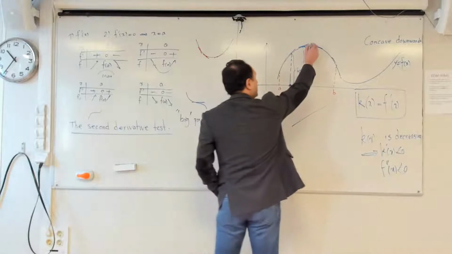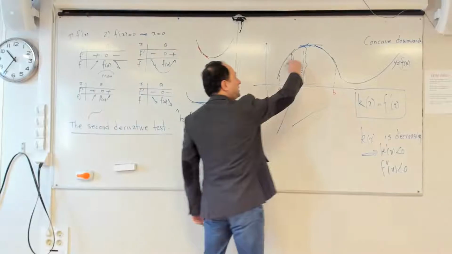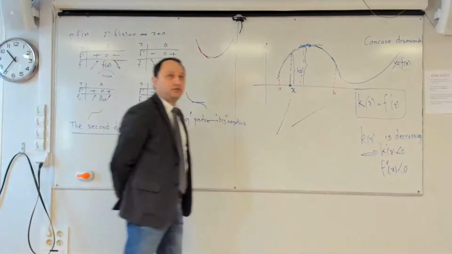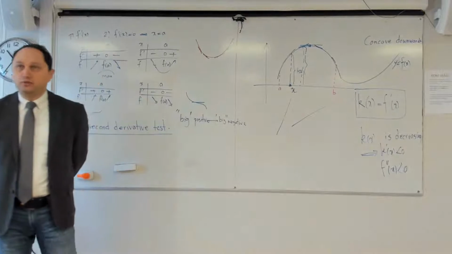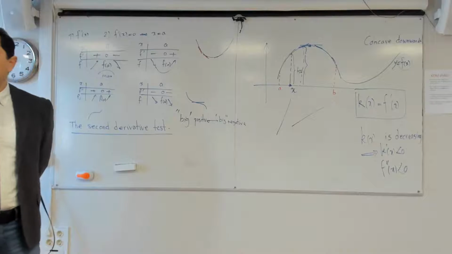If you have a slope equal to 0 and the function is concave downwards, what can you infer about the nature of this local point? Yes, just say it. It's a local maximum. It's a local maximum. Yes?